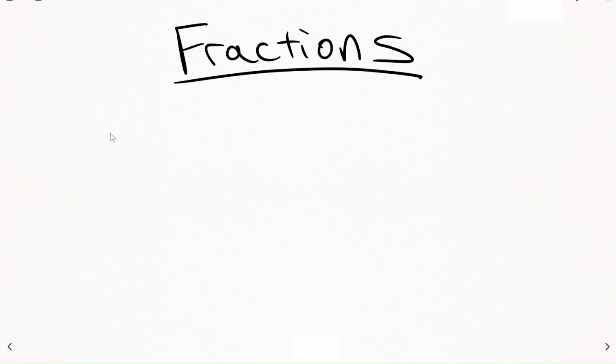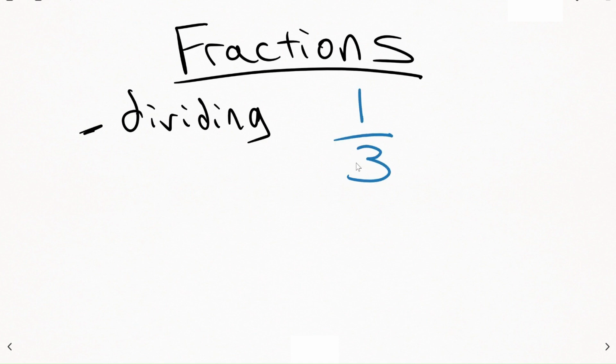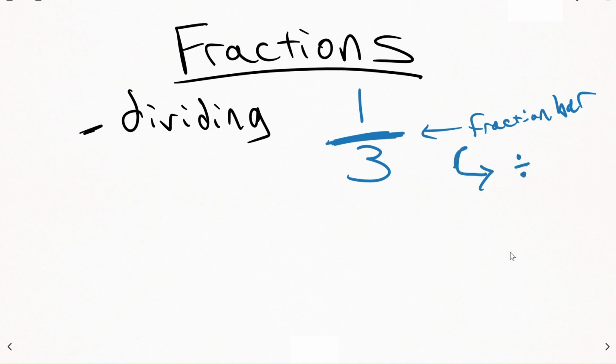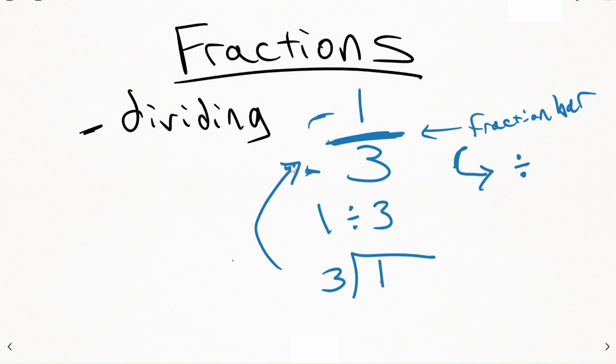Okay, so fractions are basically just a way to divide. Dividing is the same thing as fractions. If you look at the way we write fractions, 1 over 3, and there's that fraction bar right there. Okay, this fraction bar is the exact same thing as saying divided by. So this 1 over 3 is the exact same thing as saying 1 divided by 3. Or in long division, 1 divided by 3. It's the exact same thing as 1 over 3.